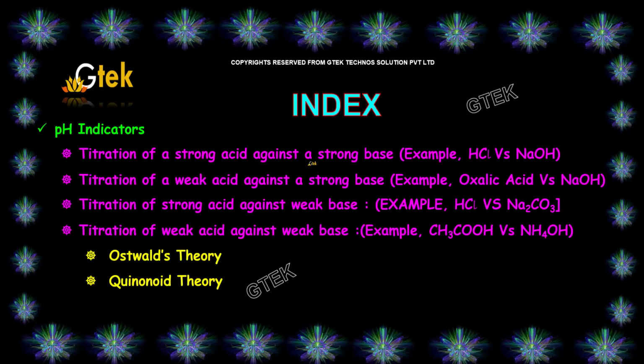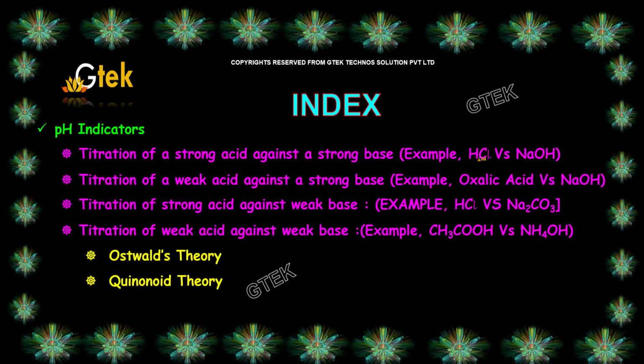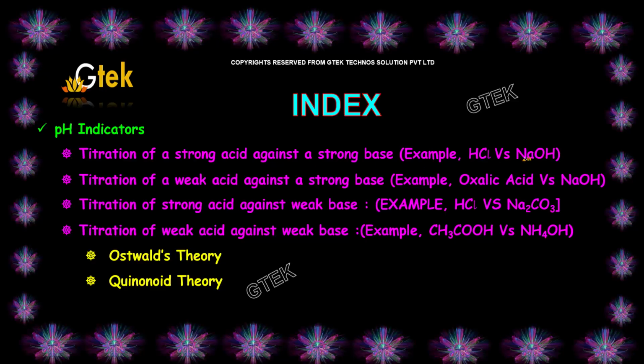The titration of strong acid against strong base, example is HCl versus sodium hydroxide. Titration of weak acid against strong base, the typical example is oxalic acid versus sodium hydroxide. The titration of strong acid versus weak base, example is HCl versus sodium carbonate.